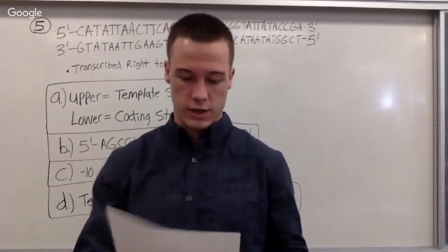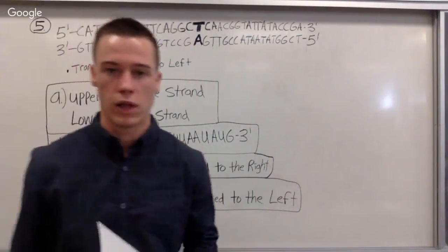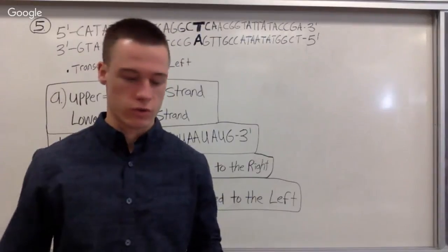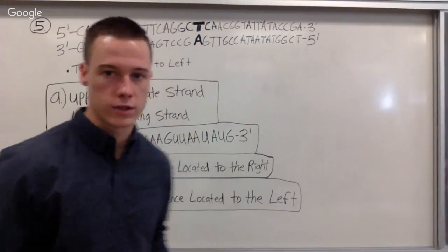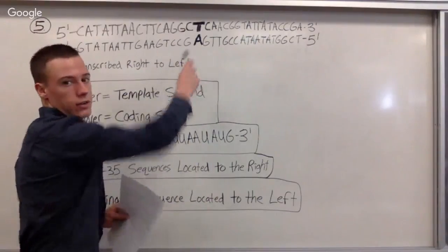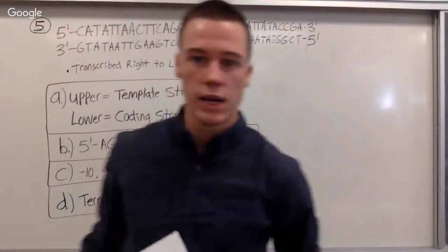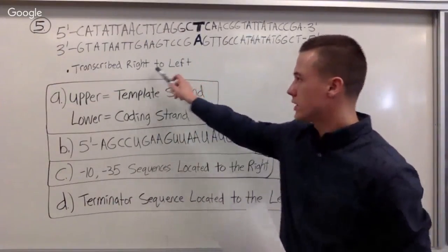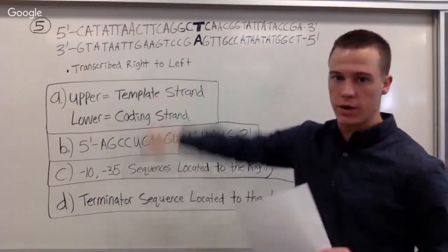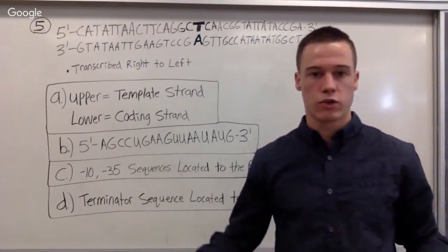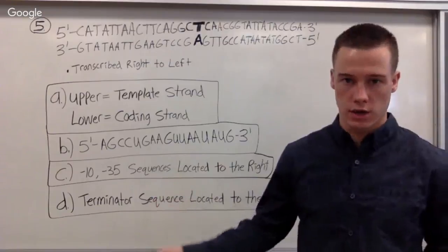Number 4 is also talking about an E. coli gene, a DNA sequence, and we're going to be talking about transcription this time. So it gives us this DNA sequence, and I've indicated the +1 site here in bold on this gene. And it's telling us in the problem that this gene is transcribed from right to left. So from here down that way is being transcribed. And then letter A is asking us which strand is the template strand, which strand is the coding strand.